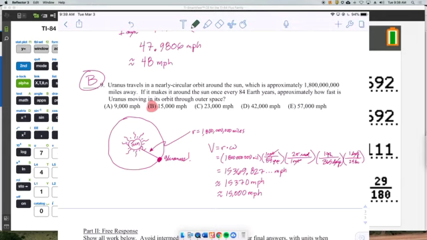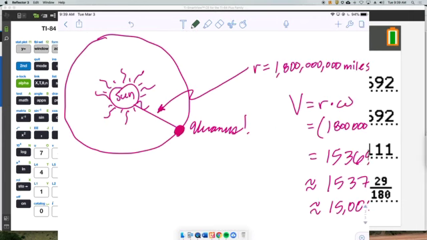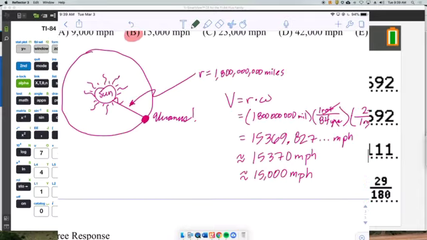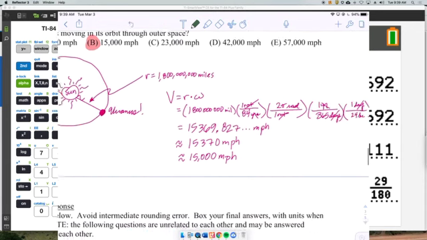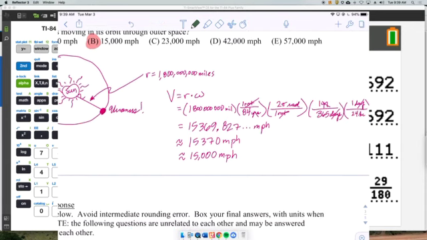Okay. Well, I drew a little picture, right? And I said, there's Uranus right there. The radius is 1.8 billion miles. So V equals R omega. Then I do 1 rotation per 84 years. That's the angular velocity. Radius times 1 rotation per 84 years. I now convert from rotations to radians. 1 rotation on the bottom, 2 pi rads in the top.